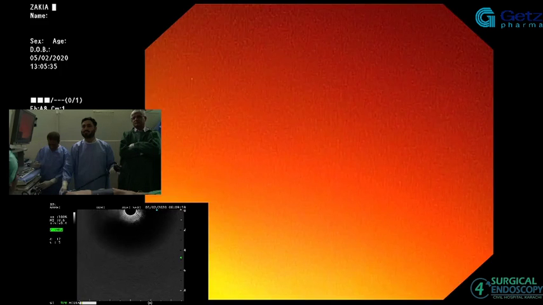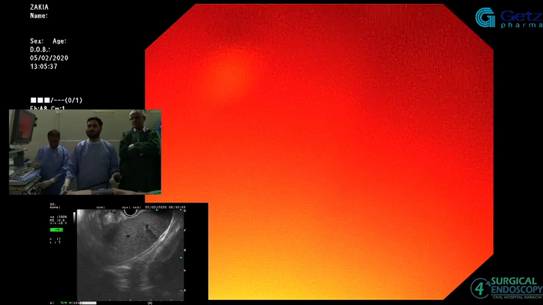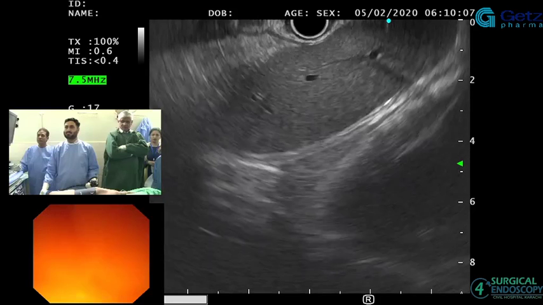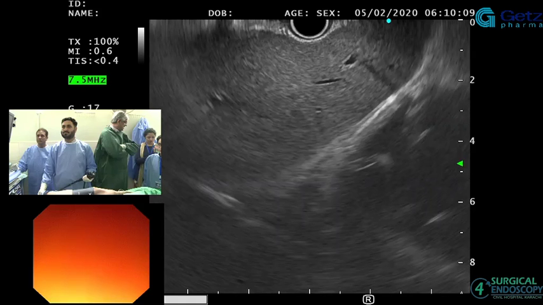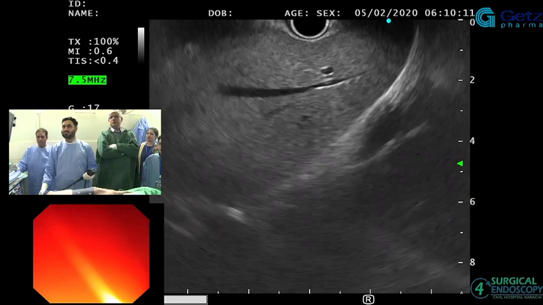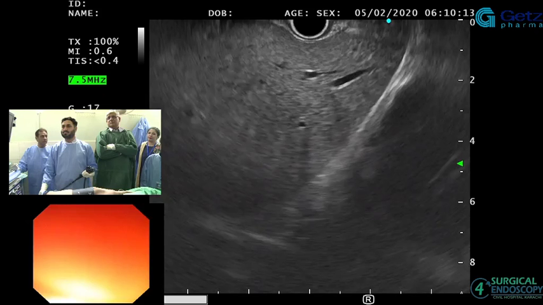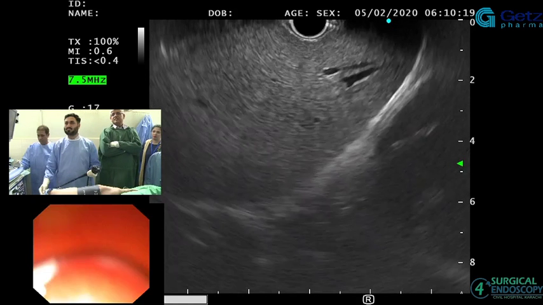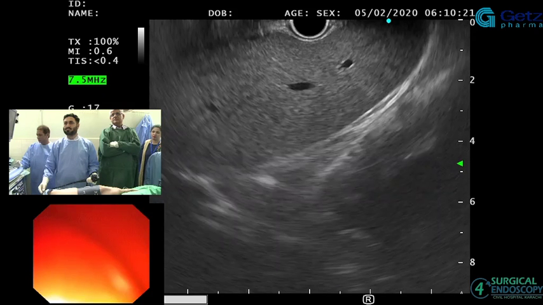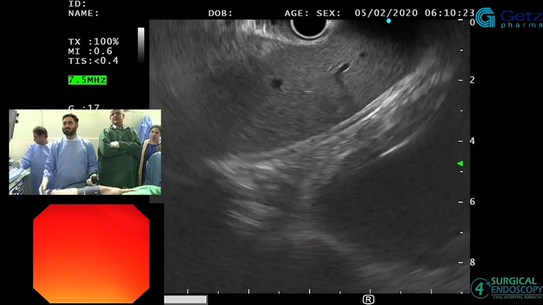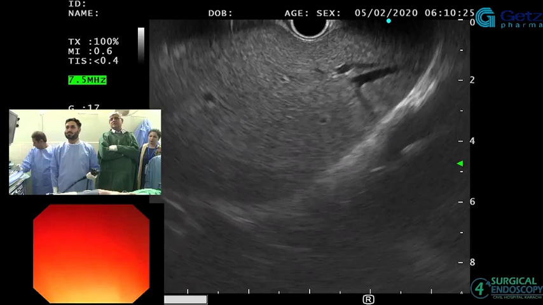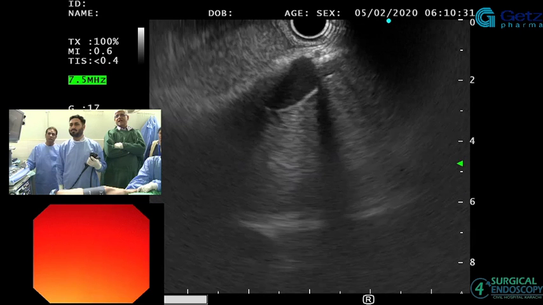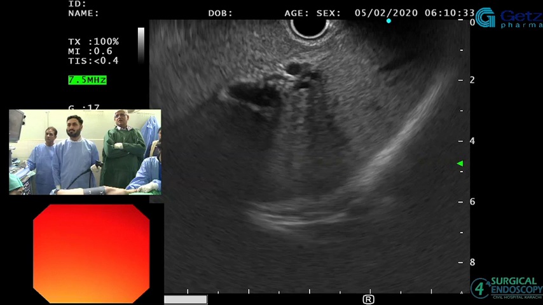Can you hear us? Dr. Saad, can you hear us? CT stricture, ERCP has been done, stent has been placed. CT scan did not show any mass in the pancreas, so we are trying to find out. Her CA199 was normal, and so we are just proceeding.